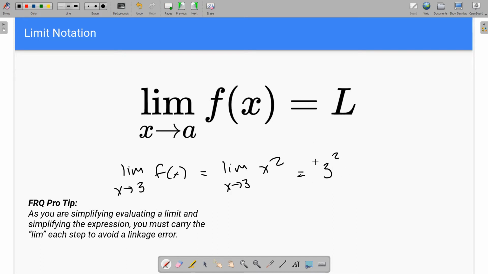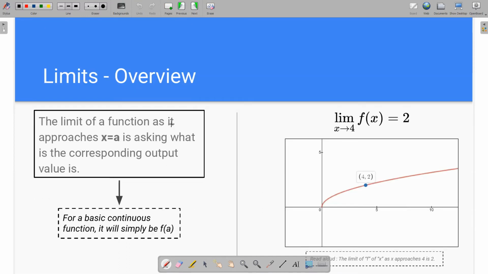Now, I should simplify this for posterity's sake here. So the limit of f of x as x approaches 3 is equal to the limit of x squared as x approaches 3, is equal to 3 squared, is equal to 9. It's important to keep that limit notation in until you actually do any substitution. Okay, so this is essentially saying what I was just mentioning on the previous page.